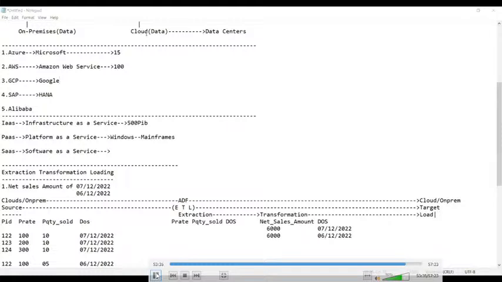Tell me now. Sir, what are the prerequisites to learn this? Basically, you don't require any prerequisites. SQL is obviously required, but even if you don't know SQL, you can manage it. But nowadays in IT, SQL is something you must and should know.